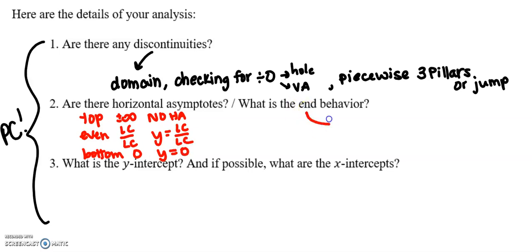So remember, end behavior is the same thing as finding the limit as x approaches infinity. That would be going out to the right.